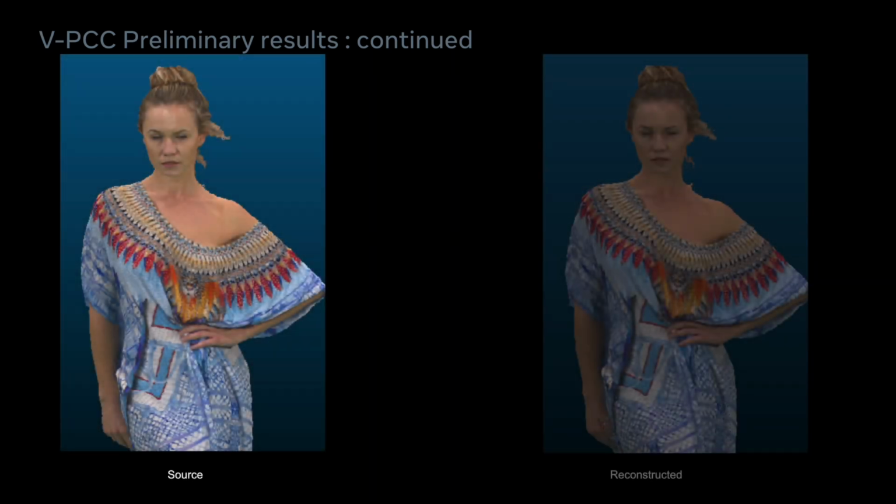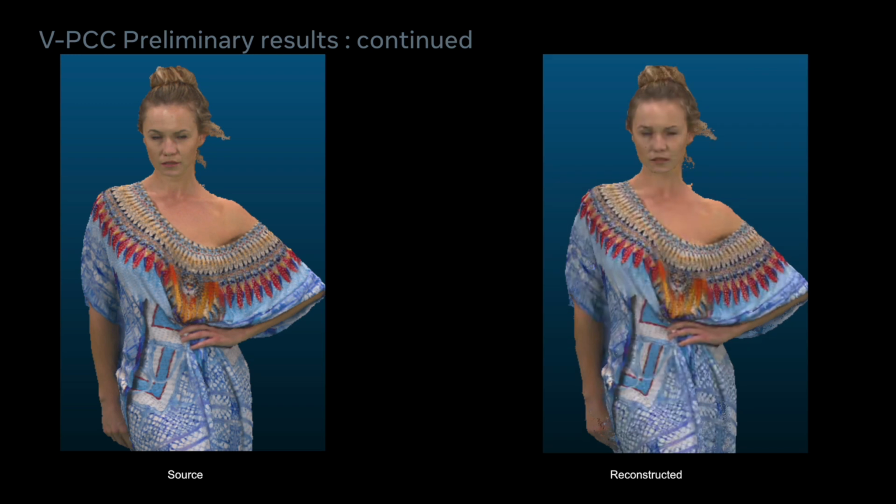Let's take a look at the impact on visual quality of vPCC. On the left, you see the source, and on the right, you see the reconstructed image. Both of these are screenshots taken from a specific angle. As you can see, the right image is slightly blurrier than the left image. So there is some loss of detail and loss of quality here.